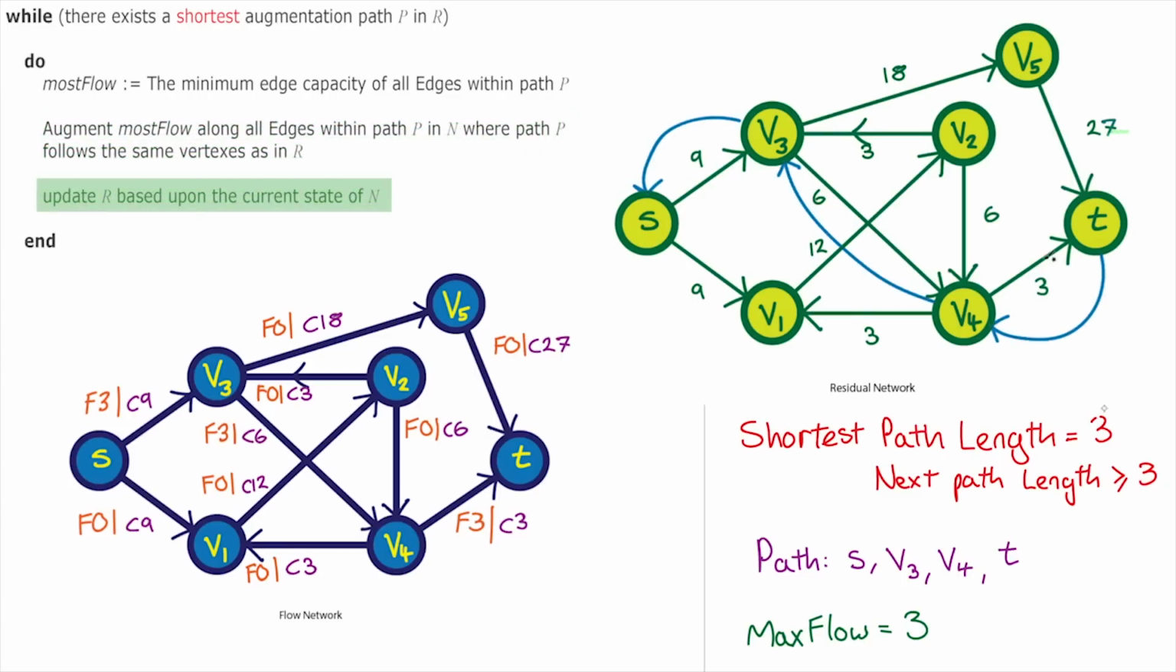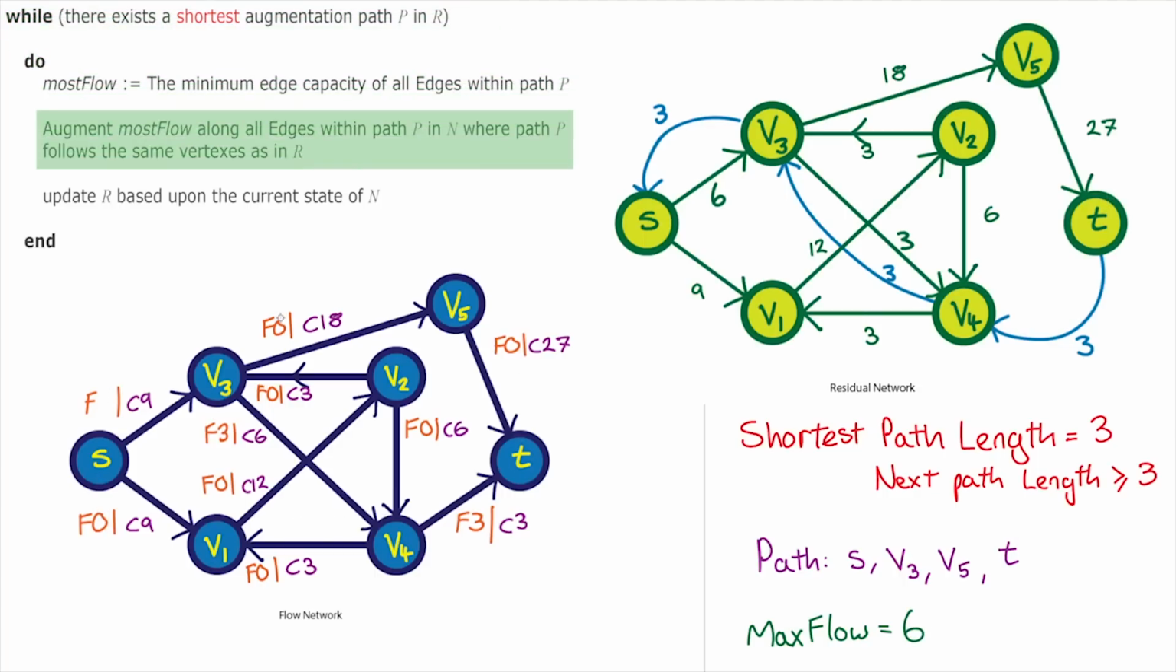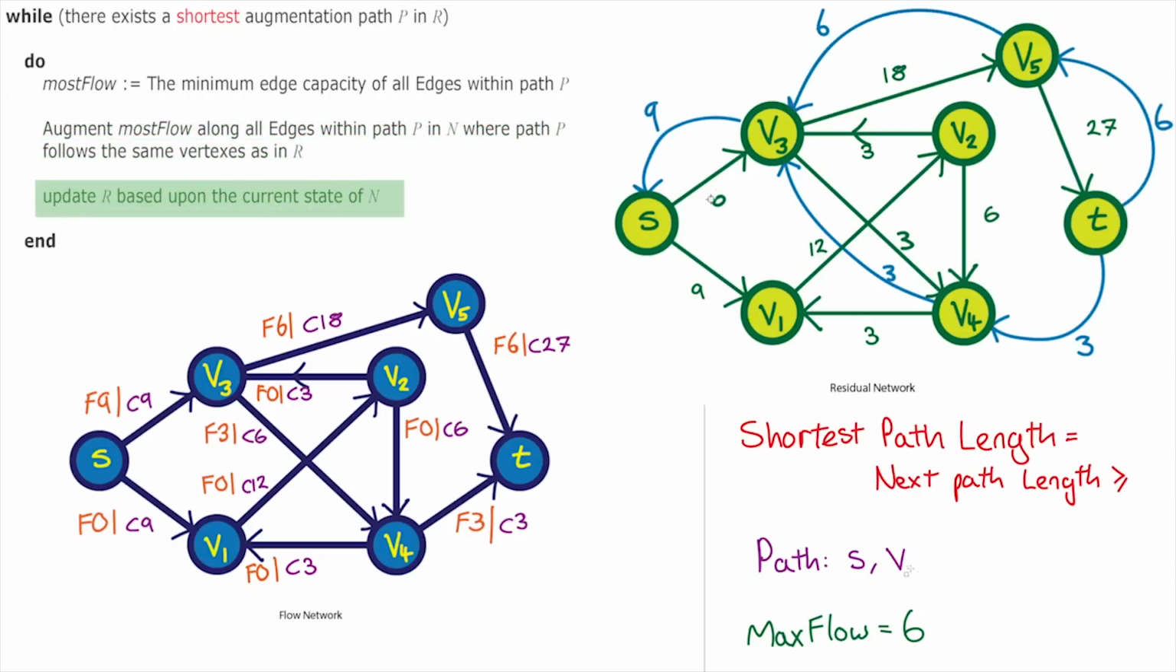What the residual network is saying is you can choose to pull 3 flow back along this path, or push the remaining capacity of all these edges. Since our shortest path had a length of 3, the next path must have a length of 3 or greater. Let's move on to the second stage. Here is our next shortest path, also with a length of 3. It goes from S, V3, V5, T. The bottleneck capacity is 6, so we augment this in our flow network. Notice how between vertex source and V3, we add this flow with the previous flow. Finally, we update the residual network and iterate again.